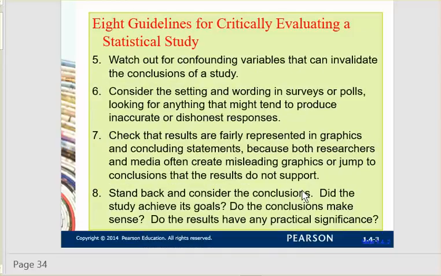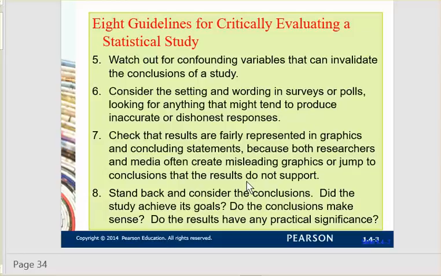Number 5, watch out for confounding variables that can invalidate the conclusions of a study. Number 6, consider the setting and wording in surveys or polls, looking for anything that might tend to produce inaccurate or dishonest responses. Number 7, check that results are fairly represented in graphics and concluding statements, because both researchers and media often create misleading graphics or jump to conclusions that the results do not support.